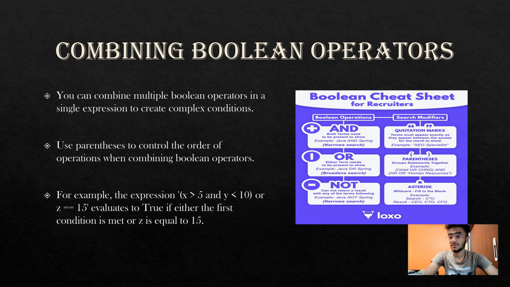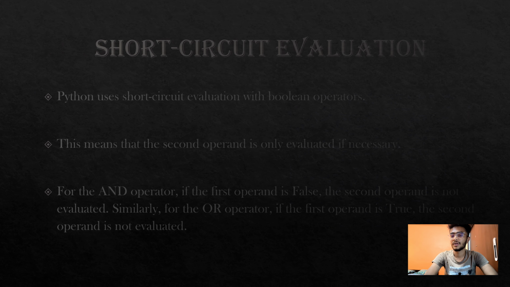Using parentheses to control the order of operations when combining Boolean operators. So we should use parentheses to control the order of the statement over here. For example, the expression 'x is greater than 5 and y is smaller than 10, or z is equal to 15' evaluates true if either the first condition is met or z is equal to 15. So we are using two kinds of Boolean operators over here. As you can see, that was all about combining Boolean operators.